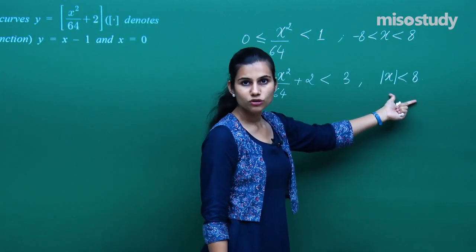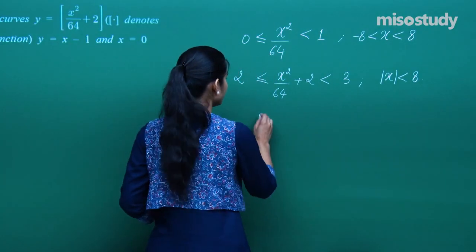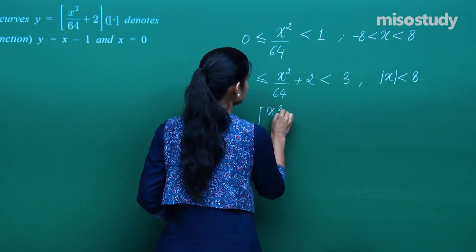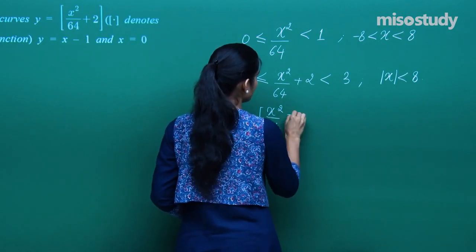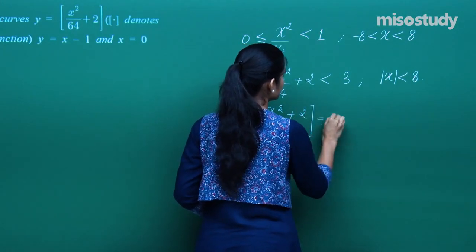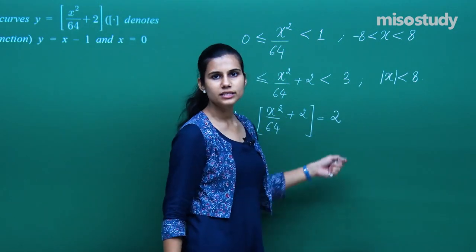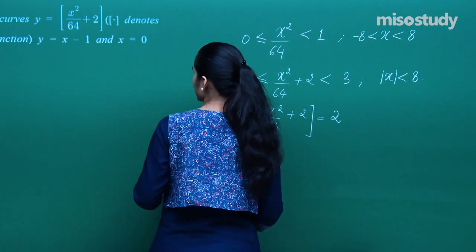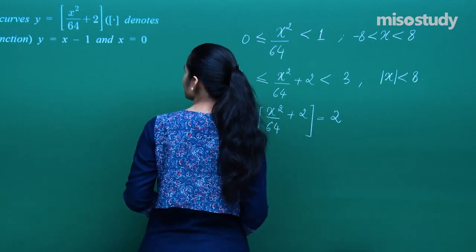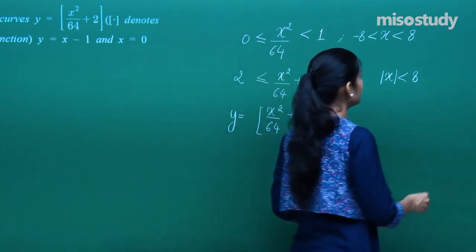for all x which belong to this particular section, I can very easily say therefore greatest integer function of x square by 64 plus 2 is 2. And therefore my function y is nothing but a constant function y equals 2. Next you have y equals x minus 1, x equals 0 and above the x-axis.